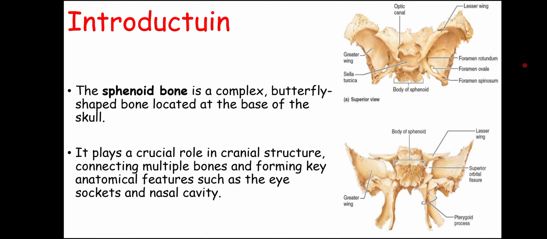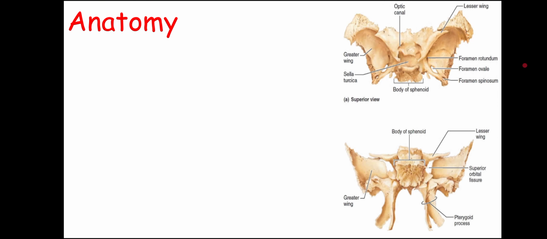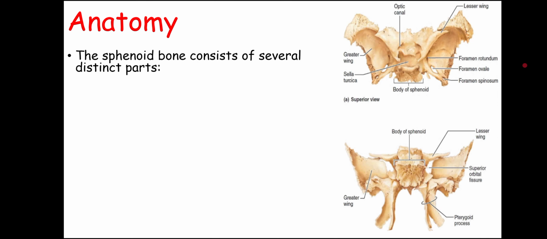The first diagram shown is from the superior view, and the second diagram you can see of the sphenoid bone is from the posterior view of the skull. It plays a crucial role in cranial structure, connecting multiple bones and forming key anatomical features such as the eye socket and nasal cavity. Now let's talk about the anatomy of the sphenoid bone.